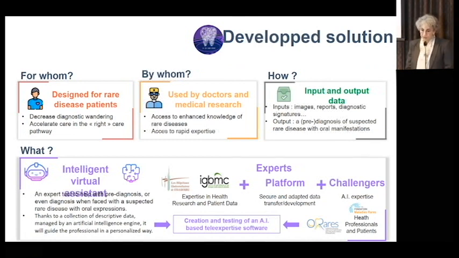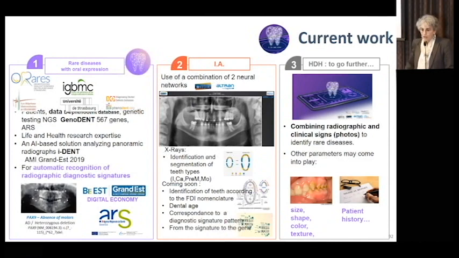So we do have the data, we have the expertise, we have the possibility to collaborate with AI experts and to create this virtual assistant. So we started with the first group of disease, which is rare disease with orodental anomalies. And we look at panoramic X-rays to identify teeth present on the X-rays, missing teeth, and to deduce maybe the name of the rare disease and the gene behind that. How is it possible?